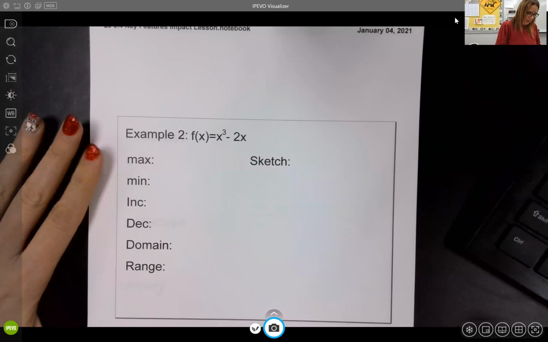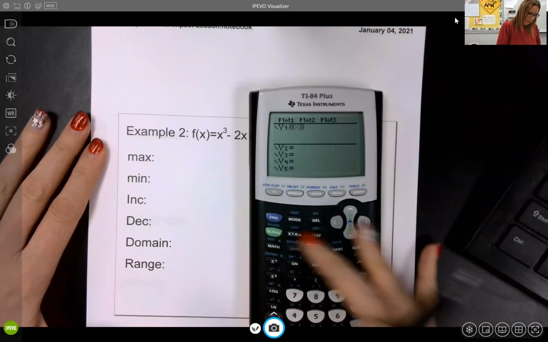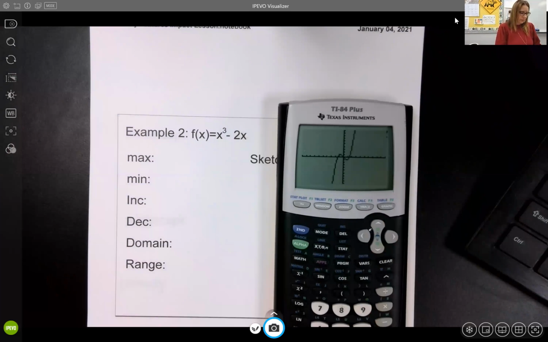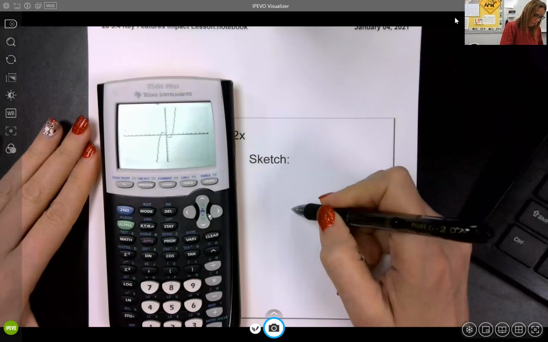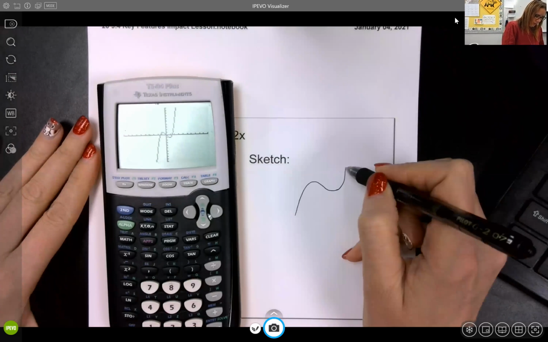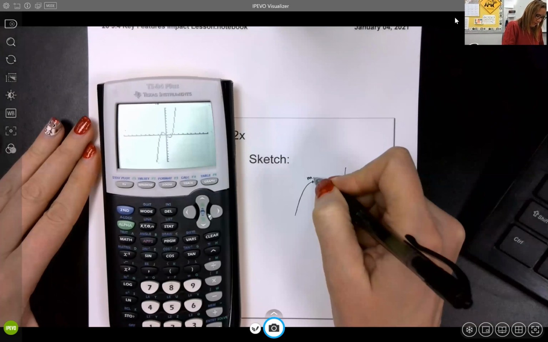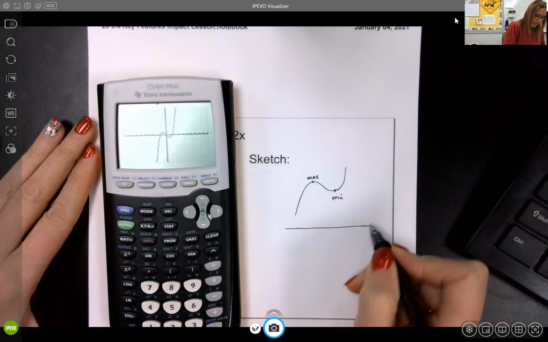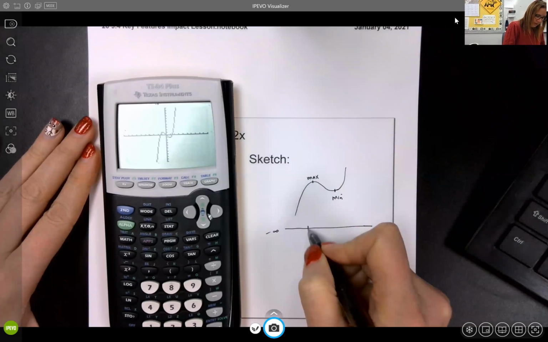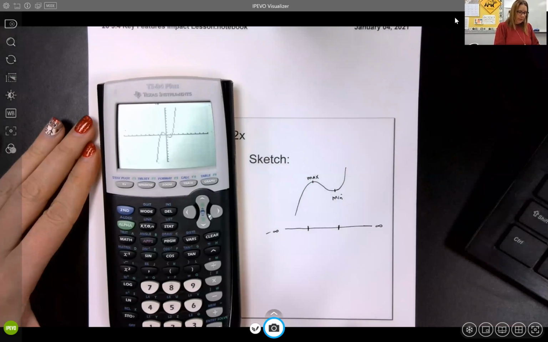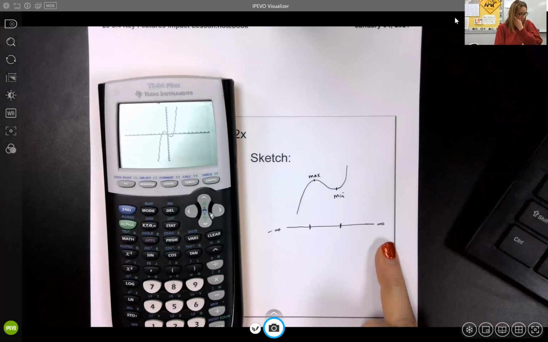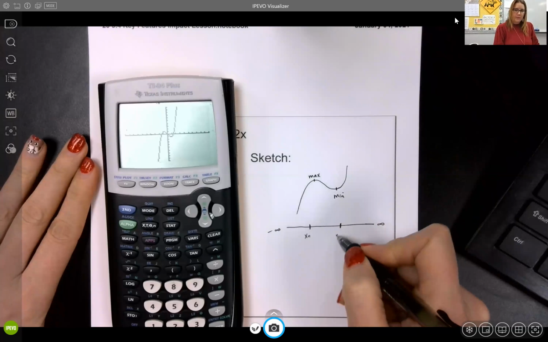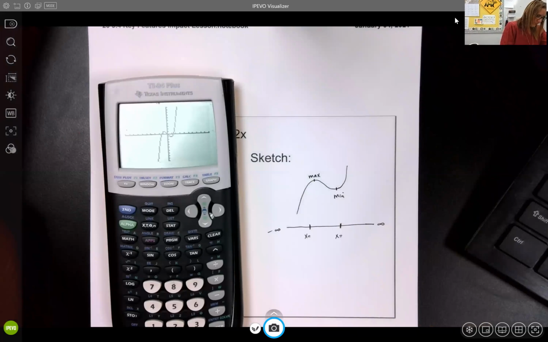So let's put this in. Sketch the graph. Right here is going to be a max, and here's going to be a min. Draw your number line down here. We have a max and a min, so negative infinity to positive infinity. We're going to write the x value of our max here, and the x value of our min here. So I'm going to find that.